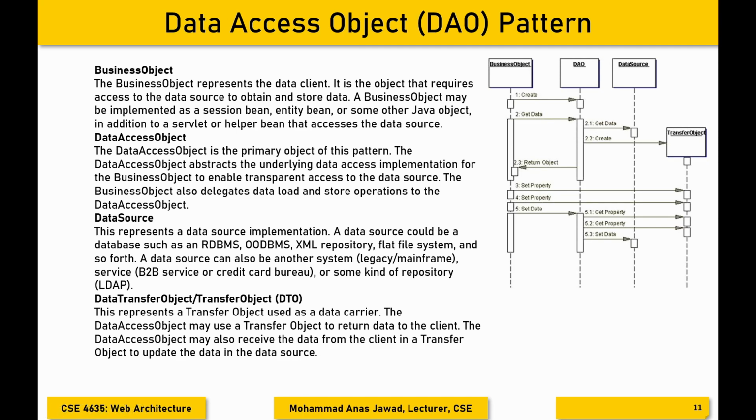Now we can't really return the whole row to the client directly, right? We need some kind of way to represent that row that is going to be understandable by our business object and to our client. So the DTO, or data transfer object, acts as the carrier of that information. Okay, so the way you can think of it is this.